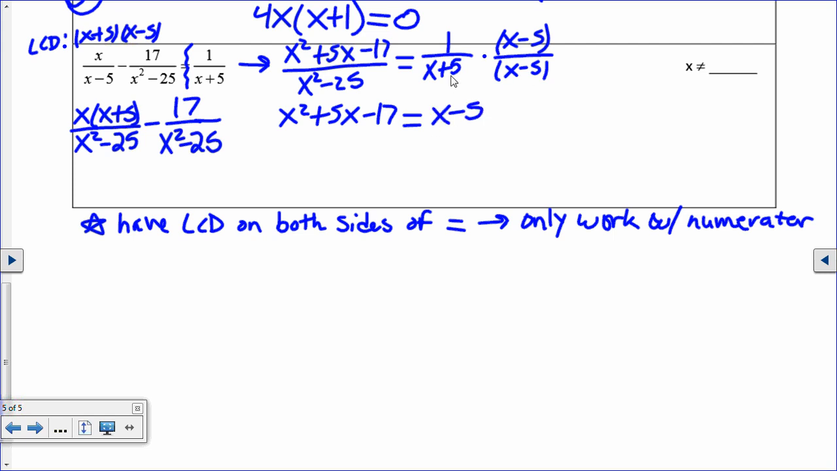Once you have the common denominator, you can ignore the fraction. Ignore the denominator. We already know that x squared minus 25 is in both fractions, so you can completely erase the denominator. You don't even need it anymore. Once you have the common denominator on both sides of the equal sign, we're only going to work with the numerator now. So now we just have this. You can circle it for a second so it stands out. This is what I'm going to be solving.